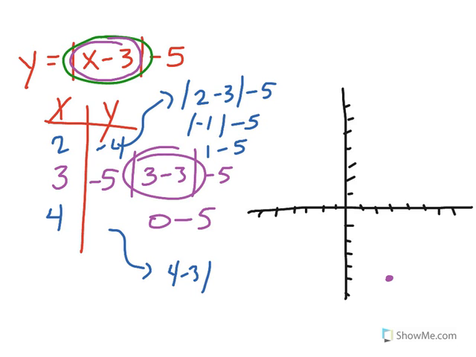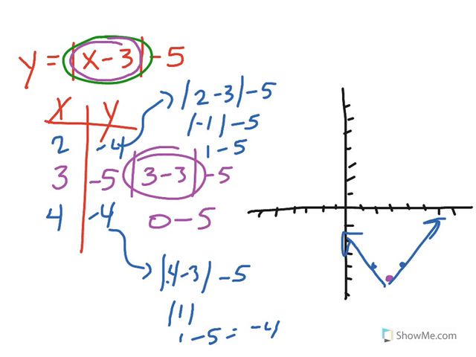4 minus 3, minus 5. 4 minus 3 is 1. The absolute value of 1 is 1. 1 minus 5 is negative 4. Okay, let me find those spots. 2, negative 4. 4, negative 4. And what do you know? I've got a V for my graph. Okay, so that's how you go about doing it.